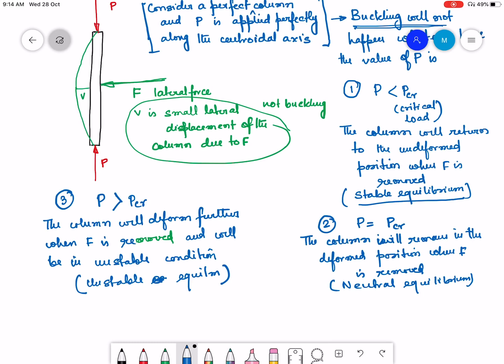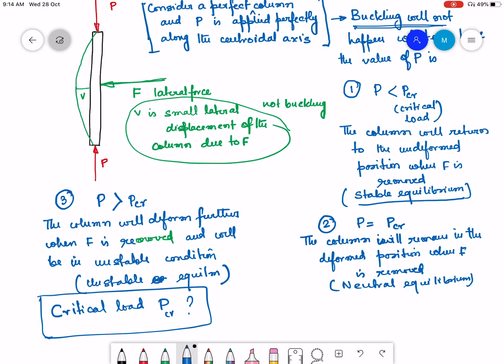Okay, so let us take up the job of finding out P critical. Let us see how to find out the critical load P. So that is going to be our next job. Let us try to do this.